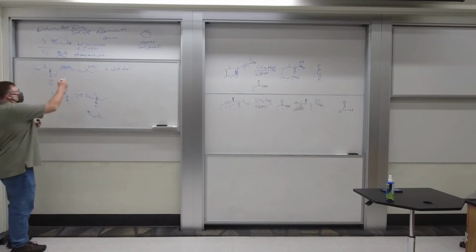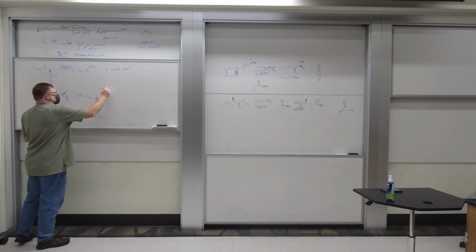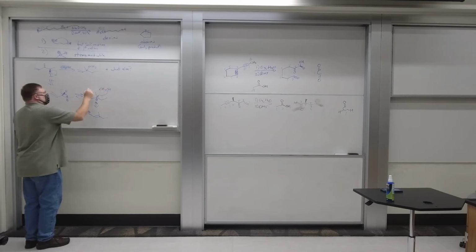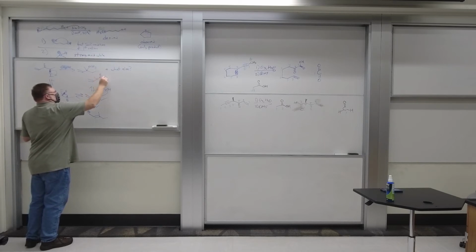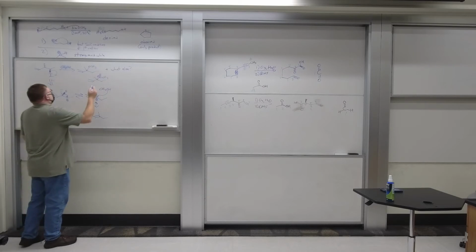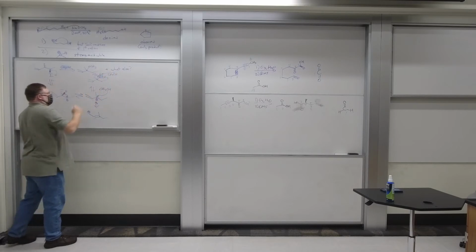Okay, so to get to our observed product then, we've got a carbocation. Methanol is going to attack. So we have methanol on there, and then methanol takes the acidic H. That gets us our product.